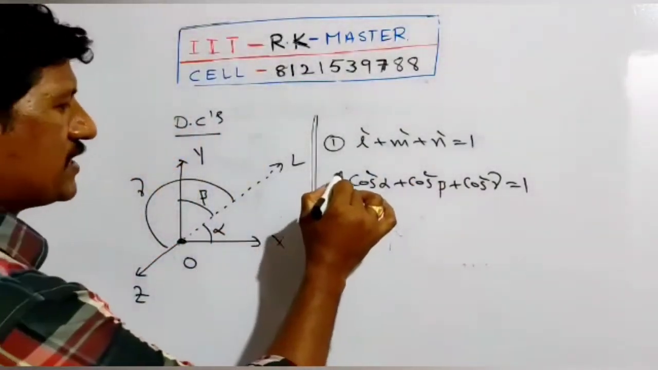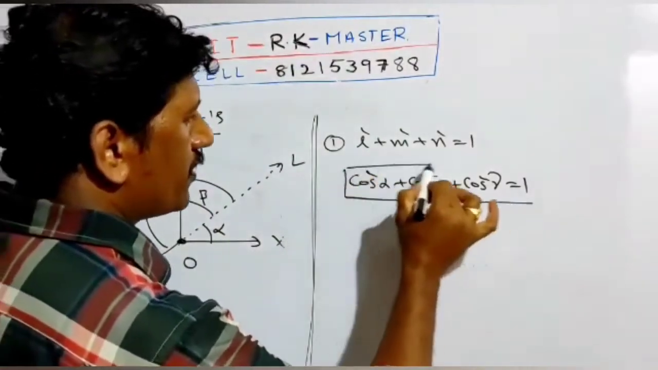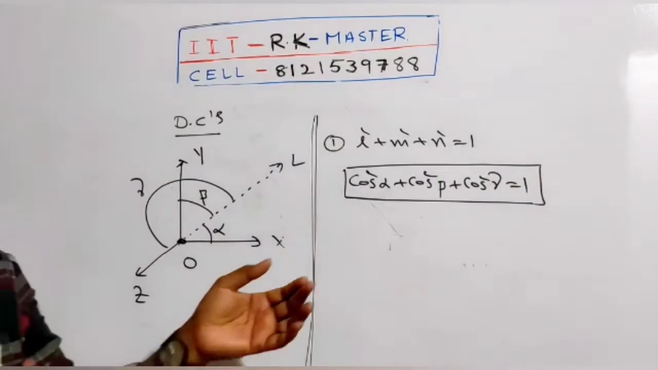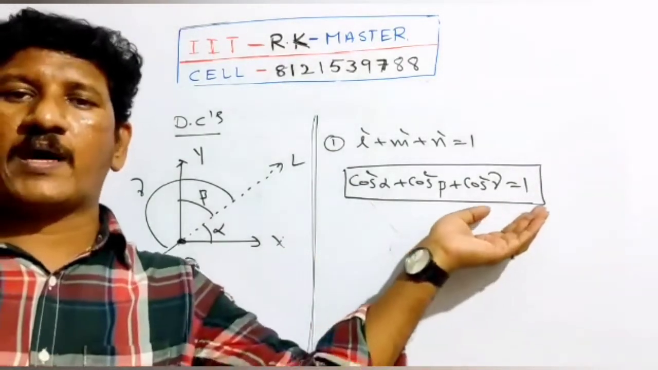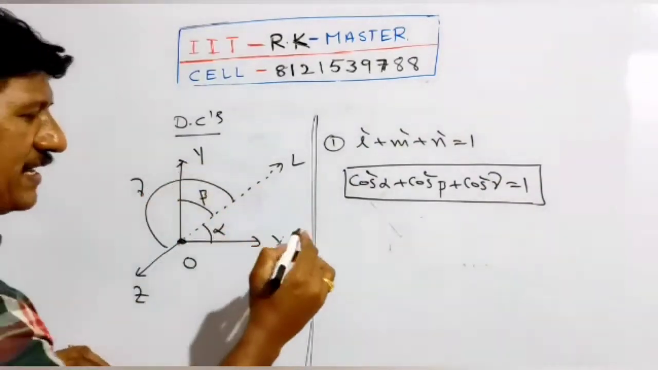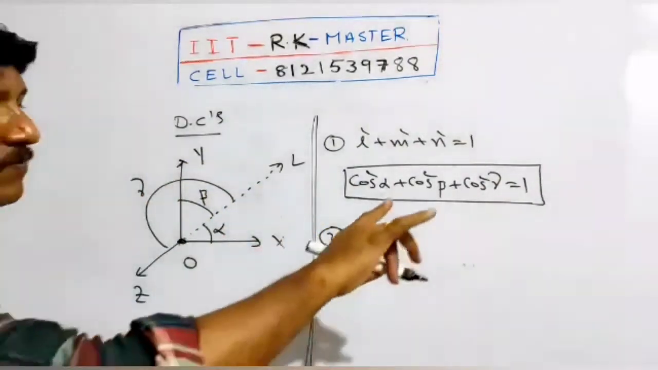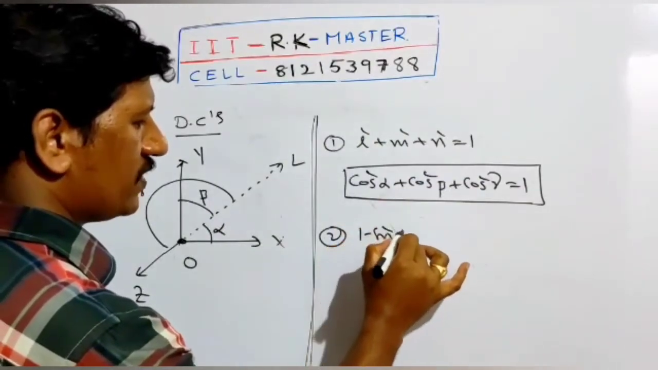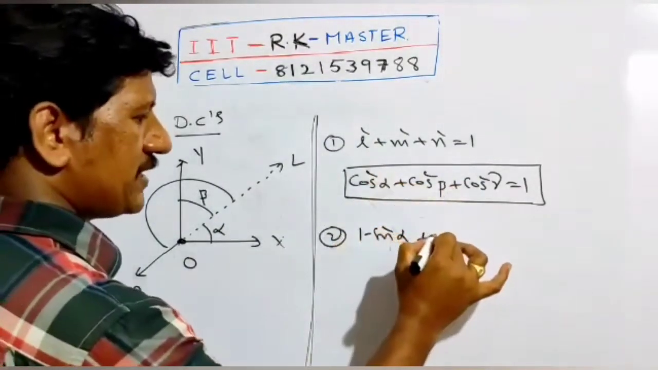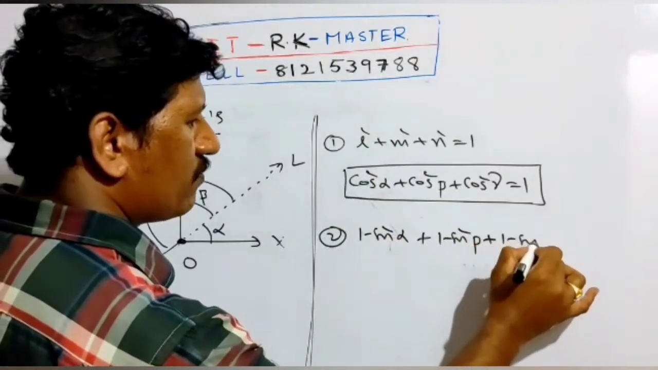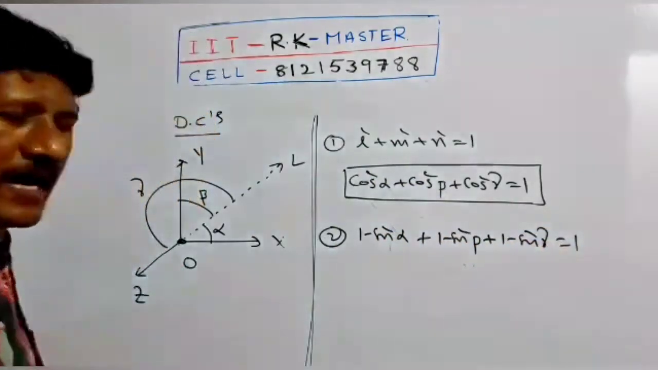So everybody must remember the most important condition: cos square alpha plus cos square beta plus cos square gamma is equal to 1. And one more condition in terms of sine, that we can also derive from this one. Cos square alpha can be written as 1 minus sin square alpha, cos square beta as 1 minus sin square beta, and cos square gamma as 1 minus sin square gamma, is equal to 1.